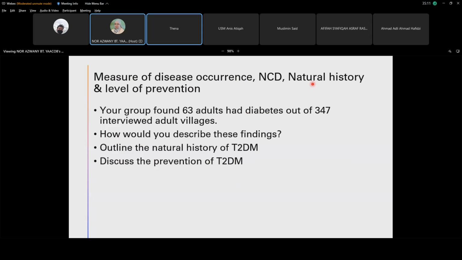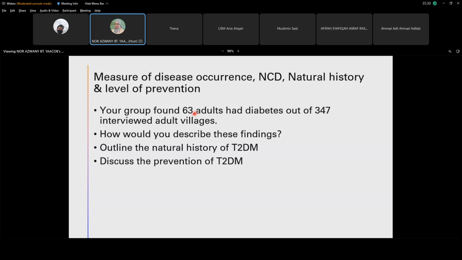Yes, Prof. When they ask us to describe these findings, what do they expect us to answer? Usually this is just a simple question. If it's a real question, it will be much clearer. But basically, describe these findings.